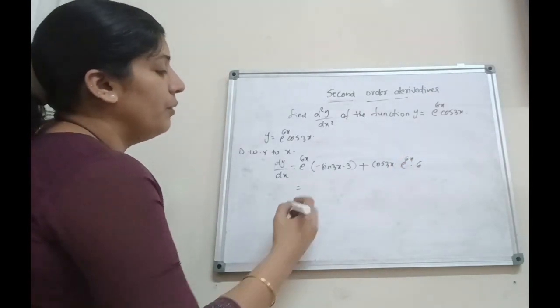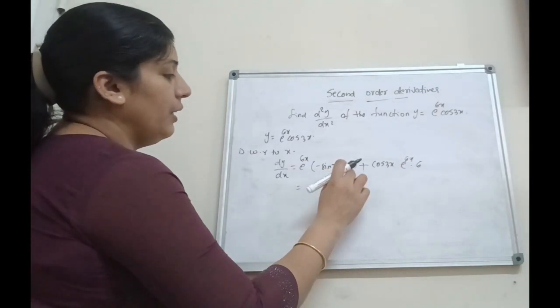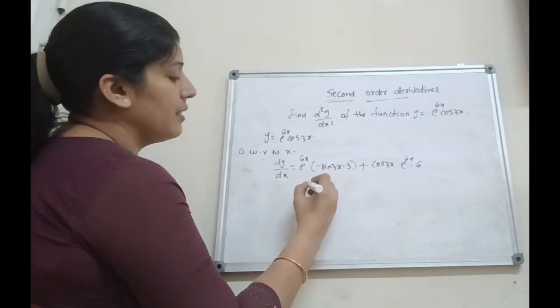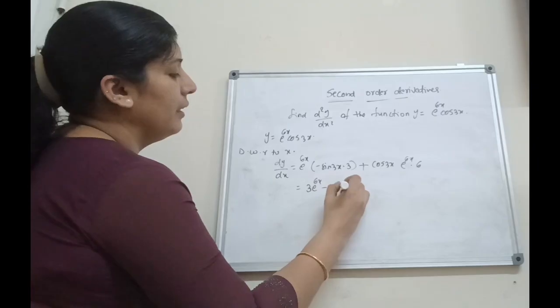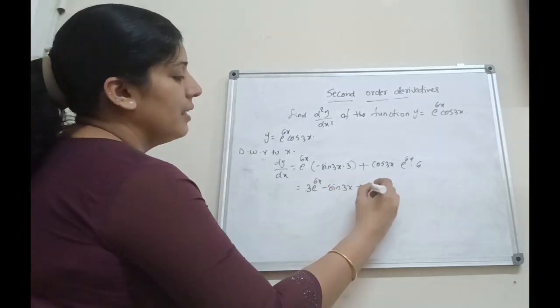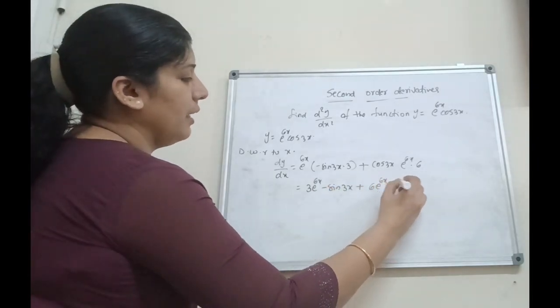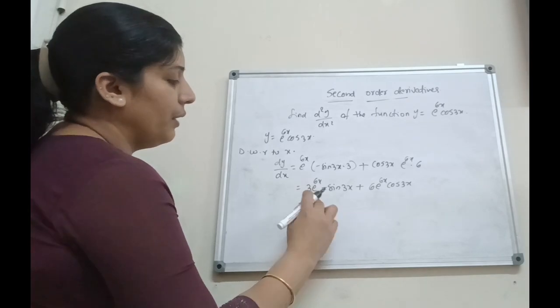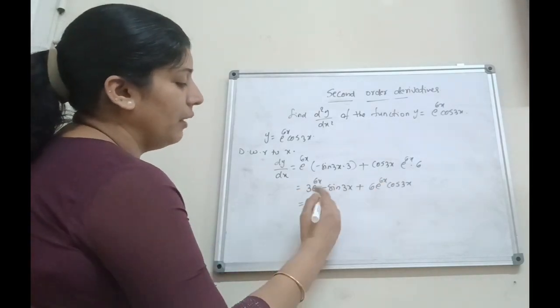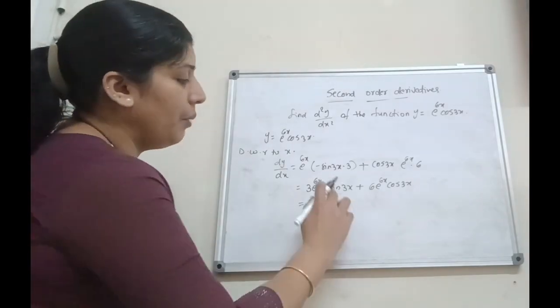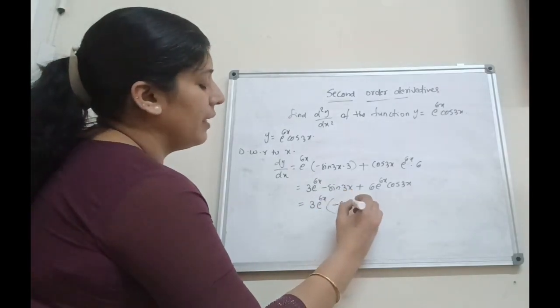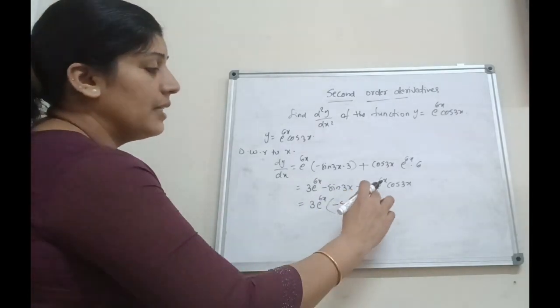That is equal to, here 3 into e raised to 6x into minus sin 3x. That is 3 e raised to 6x into minus sin 3x plus 6 e raised to 6x into cos 3x. That is equal to, now here 3 e raised to 6x as common. Therefore, 3 e raised to 6x take it as outside. 3 e raised to 6x into, the remaining is here minus sin 3x plus 2 cos 3x.